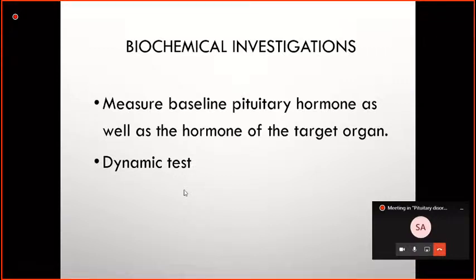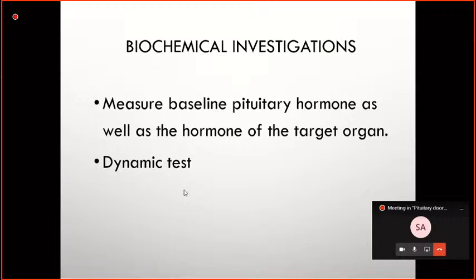When you suspect a pituitary disorder, for example, you suspect this patient probably has a pituitary tumor, what do you want to measure? The pituitary hormones. Is there anything else that you want to measure? Is it enough to just measure the pituitary hormone? No. Also the hormones produced by the organs themselves. So you want to also measure the hormone produced by the organ related to that pituitary hormone.